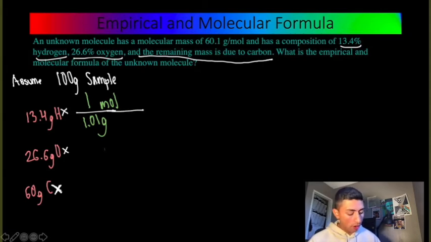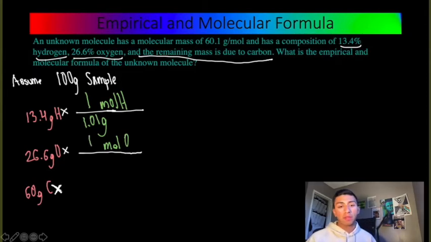Let me make this a little longer here. This is for hydrogen. For every 1.01 grams of hydrogen, you have 1 mole of hydrogen, right? Now for oxygen, we're converting to moles of oxygen. If we want 1 mole of oxygen, we have to convert from the molar mass of oxygen, and that is 16.00. So for every 16.00 grams of oxygen, you have 1 mole of oxygen.